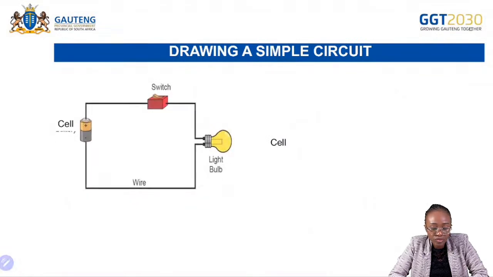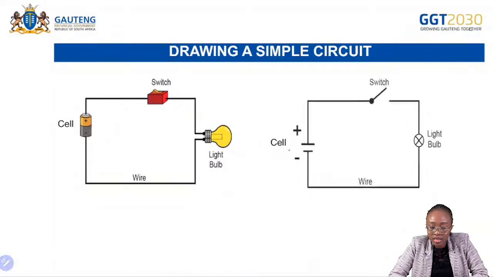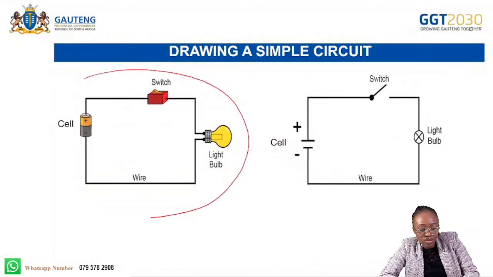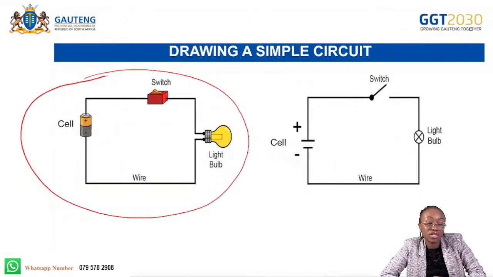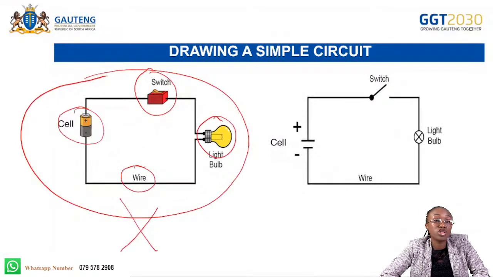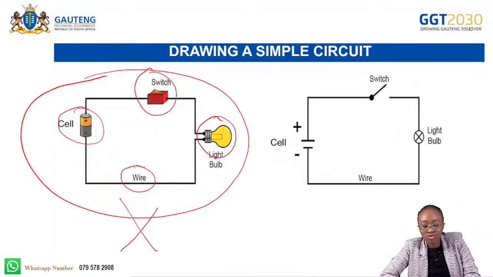Okay, now let's see, how do we draw a simple circuit? This is a picture of a simple circuit showing us our cell, our wire, our switch, and our light bulb. But this picture is not drawn in symbols, and we need to learn how to use the symbols to draw our simple circuit, of course.